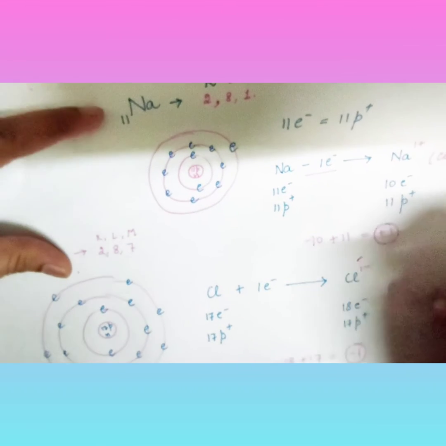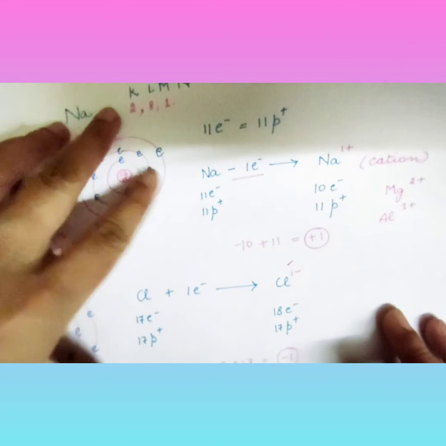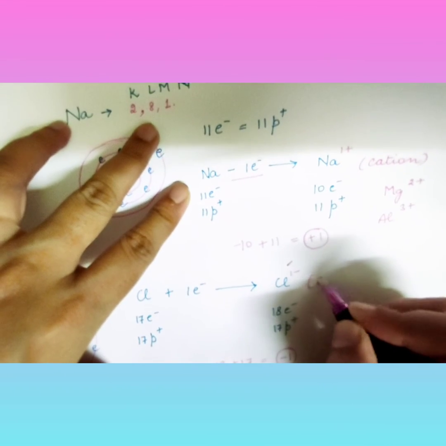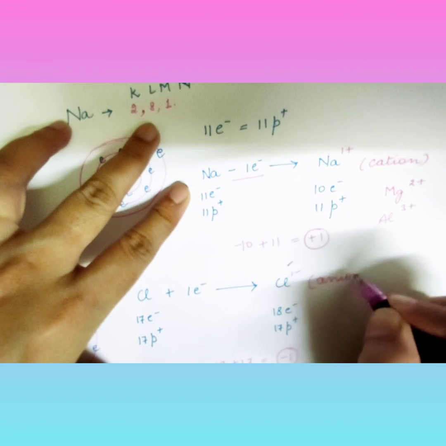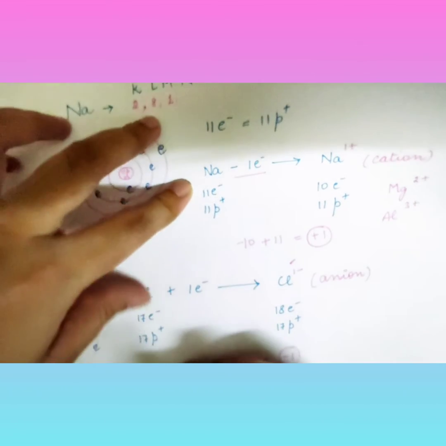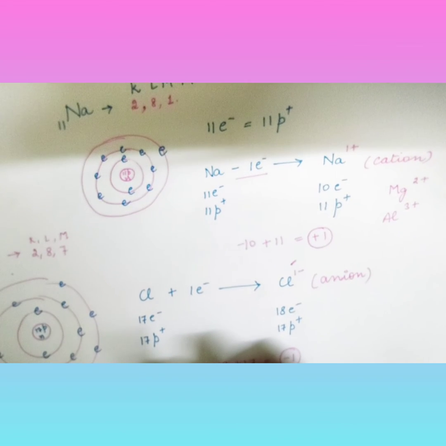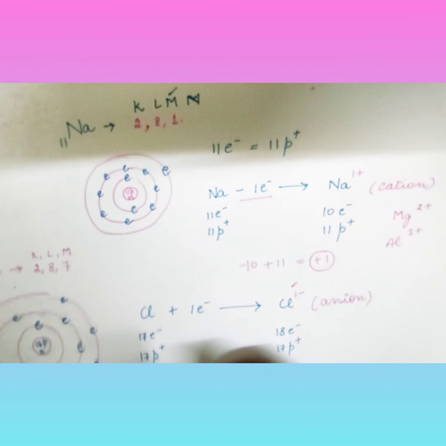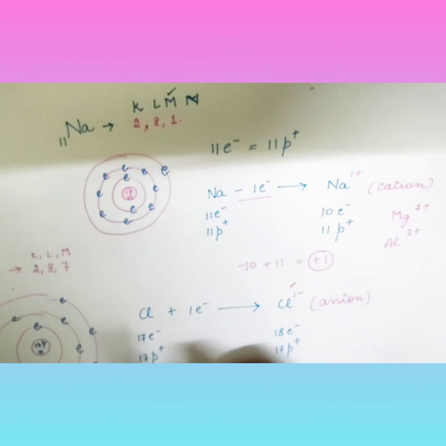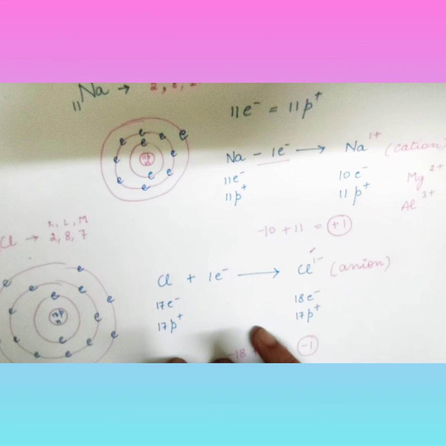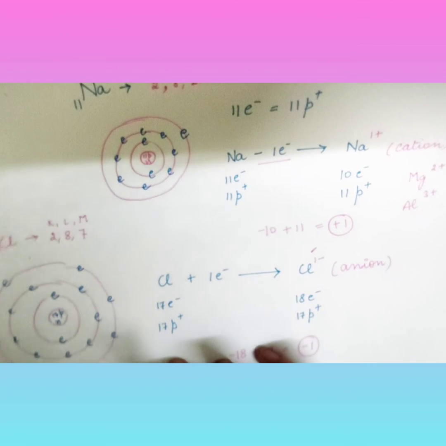Okay. So here now chlorine has turned into an anion. Okay. So basically the atom gets negatively charged by the gain of electrons. That means loss of electrons leads to the formation of positive ions, that is cations, and gain of electrons leads to the formation of negative ions like anions.